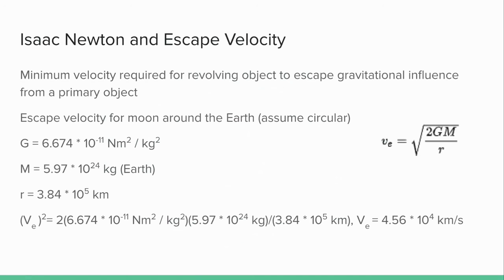Also using Kepler's model, Isaac Newton came up with the concept of escape velocity. This is the minimum velocity required for a revolving object to escape the gravitational influence of another object. Here is a worked out example of the moon's escape velocity. Notice how the velocity depends on the Earth's mass, but not the moon's mass.